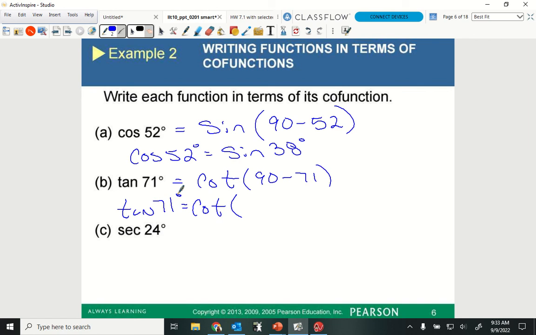You need to take your shoes and socks off for this one. What's 90 minus 71? 19? There we go.